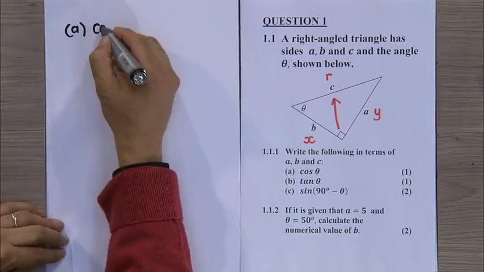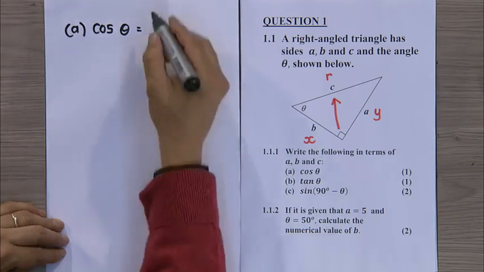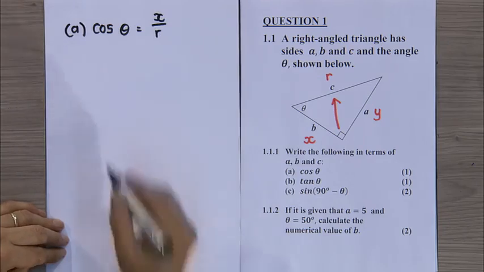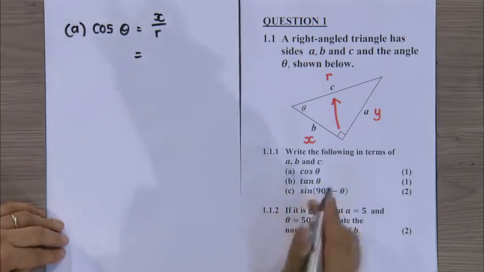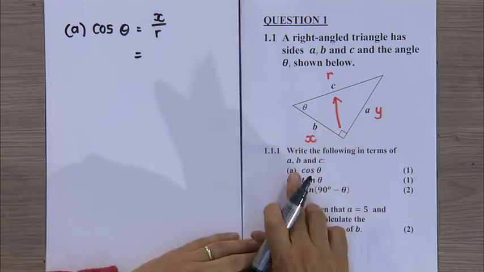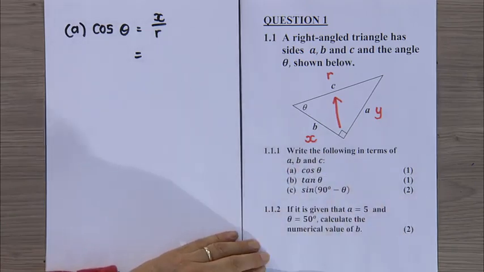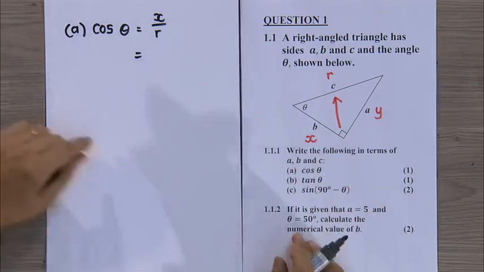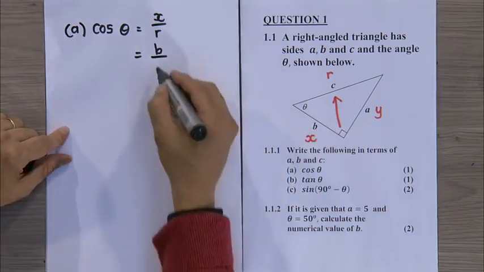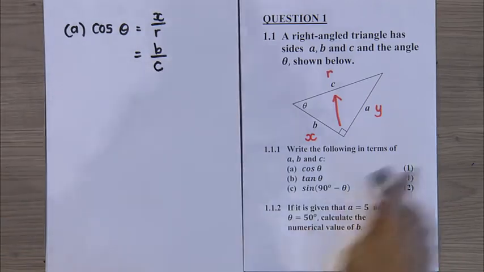So you're going to say, what is cos theta? What do we know cos is? Cos is x over r, correct? So if cos is x over r, what is x? It is b, because they ask you to write in terms of A, B, and C. So the answer must have that combination. So if cos is x over r, x is b. And what is r? r is equal to c. And that is all that we need to write down.